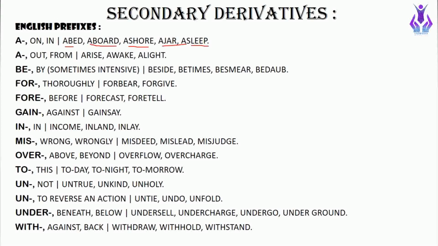The next is A, which we can use in the sense of out or from. For example, arise, awake, or alight. The next is B. B is used in the sense of by, or sometimes intensive, when we show some intense thing, so we use the prefix B. For example, beside, betimes, besmear, or bedope. These are some Latin or Greek words, so there is no need to go through them thoroughly.